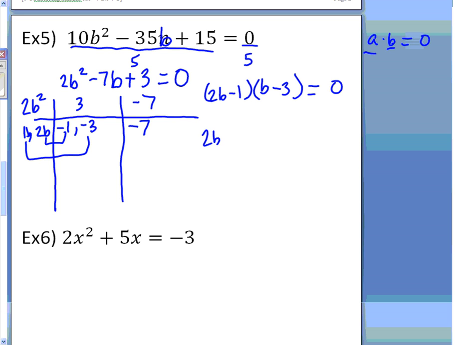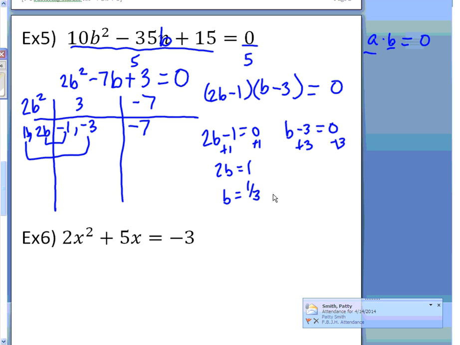I'm going to take 2b minus 1, and I'm going to make it equal to 0. And I'm going to take b minus 3, and I'm going to make it equal to 0. Solve each one, so add 1 to both sides, plus 1 plus 1. I end up with 2b equals 1. Divide by 2, I end up with b equaling 1/2. On the second equation, if I add 3 to both, I end up with b equaling 3. So my answers are 1/2, not 1/3, 1/2 and +3. So my two answers are 1/2 and +3.